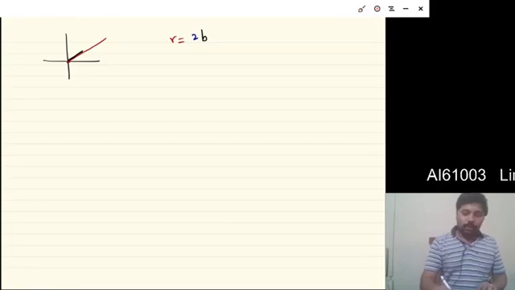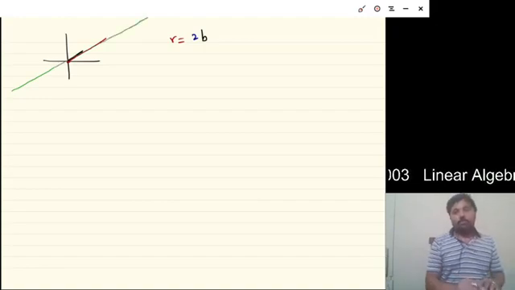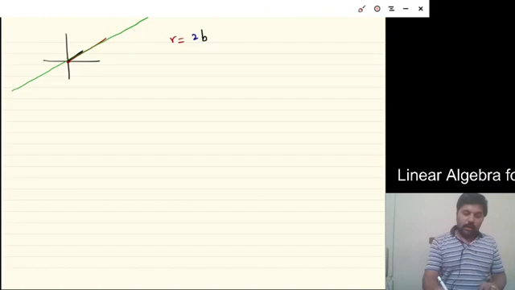In other words, geometrically, what has happened? Geometrically, they are lying on the same line, this green line which I have drawn. So that's what linear dependence really means.